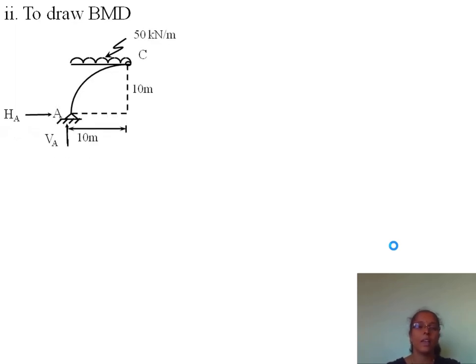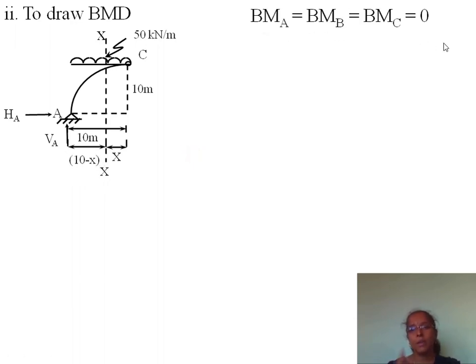To draw the bending moment diagram, let us consider the AC portion, or you can consider the BC portion as well, because we know that bending moment at A, B and C are 0. To find the bending moment in between, because of the symmetry you can consider any one portion. So let us consider the AC portion. Consider any section X at a distance X from the center line. If this is X, then the remaining distance is 10 minus X.